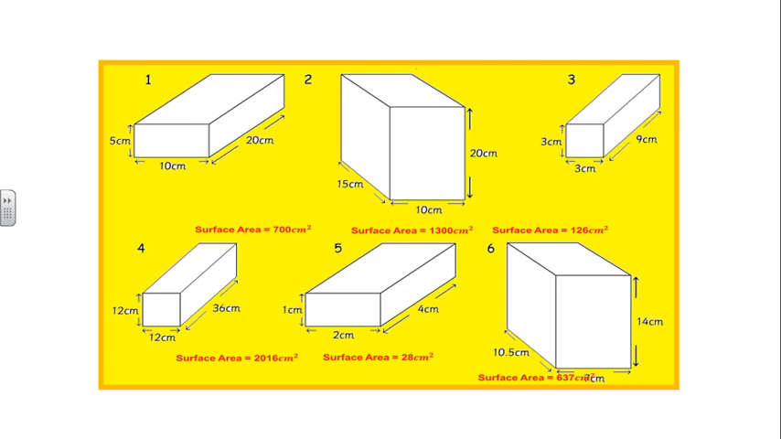The first one, the front should have been 50. The top should have been 200. And the side should have been 100. So you've got 2 50s, 200s, and 2 200s, which make 700.